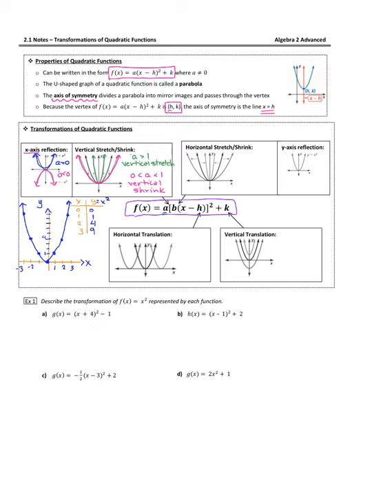Then we have our horizontal stretches and shrinks. So these are going to be your dilations. Now, horizontal are always going to act counterintuitive. They're always going to act the opposite of what you would think.